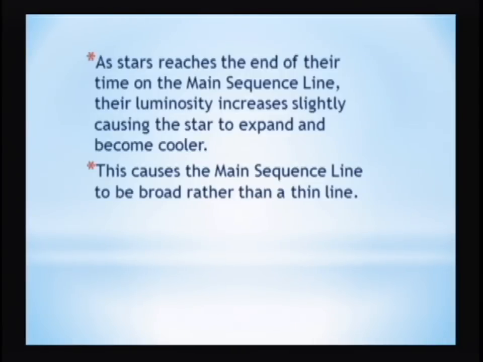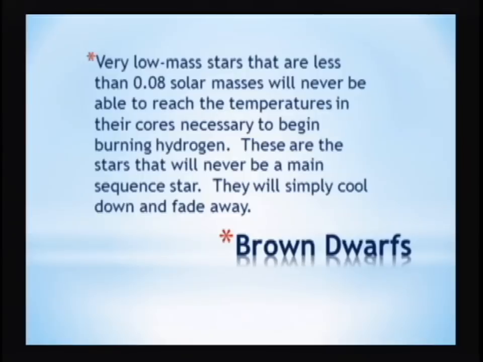Now, that means that the main sequence line, I've always drawn it as a nice line, but in reality, it's actually more broad than just a line, because you're getting some of this variability or instability toward the time that the star is finally going to be moving off the main sequence line.